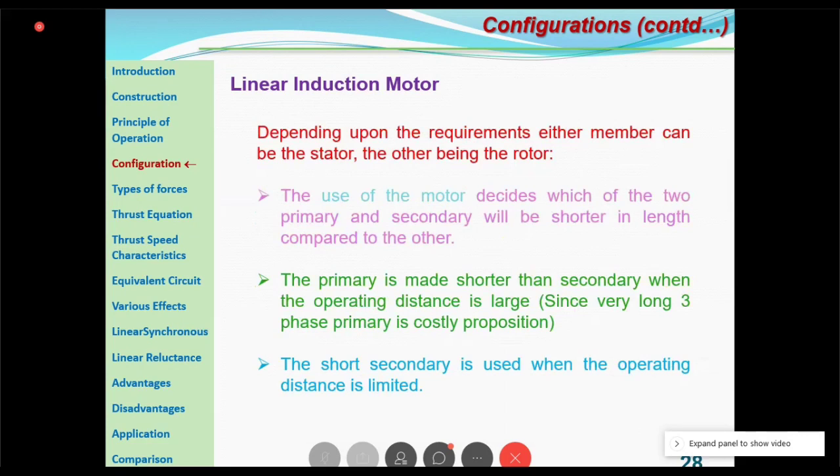So depending upon the requirement, either member can be a stator or a rotor. The use of the motor decides which of the two, that is the primary or the secondary, is of shorter length compared to the other. The primary is made shorter than the secondary, as we know, when the distance is large, and the secondary is made shorter when the distance is limited.